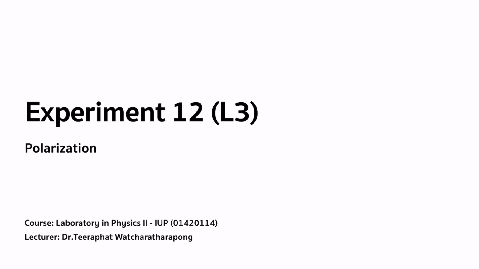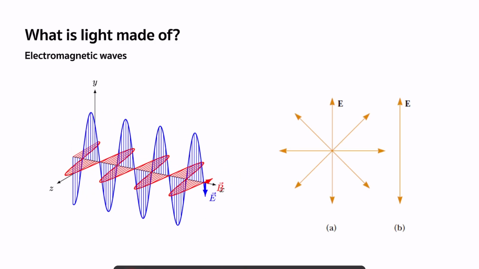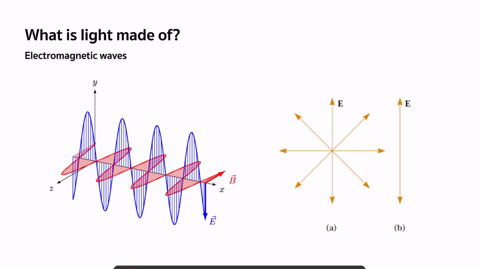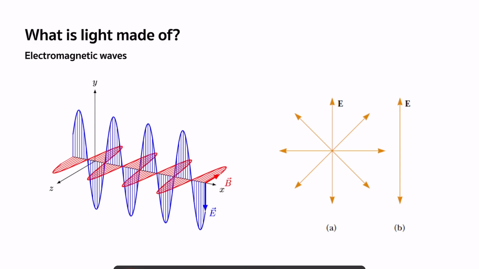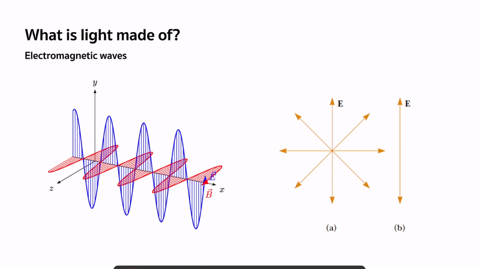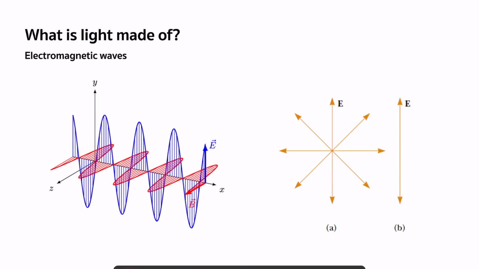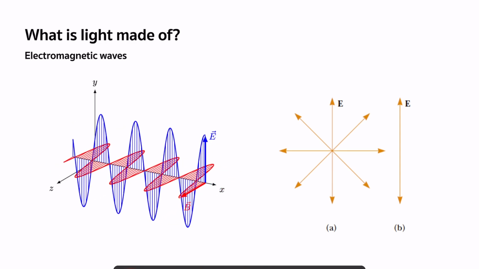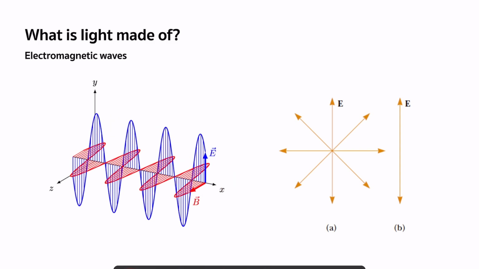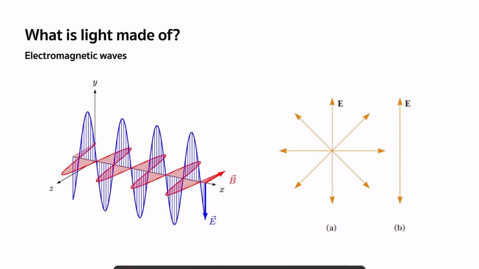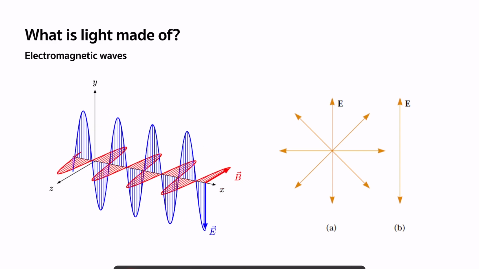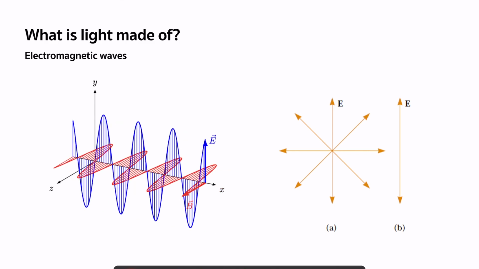Before we go further to the experiment part, let me briefly tell you about the theory of polarization. To understand what the polarization of light is, we first need to know what light is made of. Generally, light refers to visible light, but it could actually be any kind of light, both visible or invisible, such as infrared, UV, or even X-ray. They are all basically electromagnetic waves, which are composed of electric and magnetic fields, denoted as E and B field in the figure.